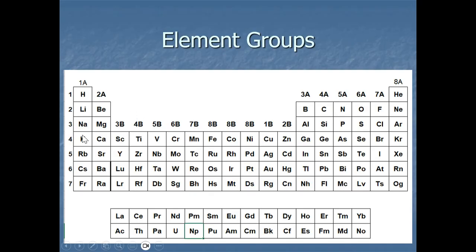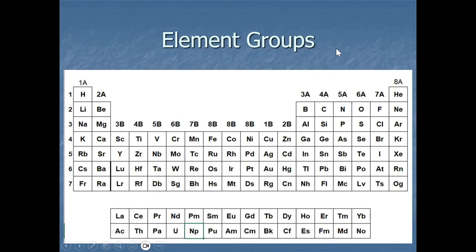So column 1 has 1 valence electron, 2 has 2, 3A has 3, 4A has 4, 5A has 5, 6A has 6, 7A has 7, and 8A has 8, except for helium, which only has a total of 2 electrons, so it only has 2 valence electrons. All this stuff in the middle, as well as this stuff on the bottom, they all have 2, because B is the second letter of the alphabet. So everything in the middle has 2 valence electrons. Keep that in the back of your brain, because we're going to come back to that when talking about bonding and the structure of the atom in another lesson.